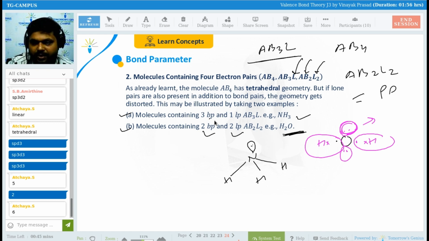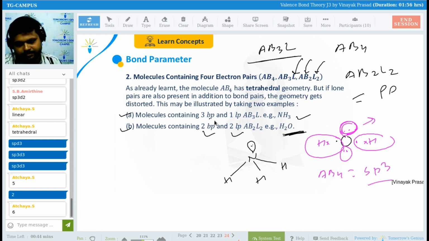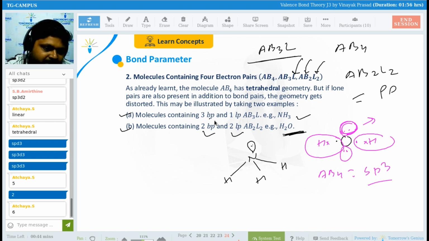So their hybridization will be the same. Why? It is a type of AB4. If it is AB4, then sp3 hybridization will be there. So the hybridization for this oxygen in water is sp3. Getting my point, everyone? Is it clear to each and everyone in this class? Is there any doubt? No. I have told you about the case of bonded atoms and lone pairs, right? Now see here.